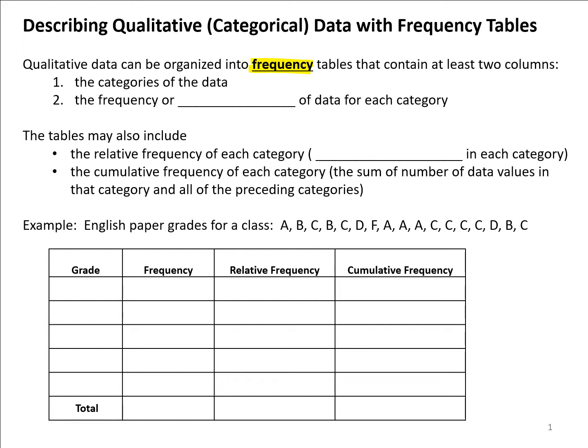A frequency table must have at least 2 columns, and those 2 columns will have the categories of the data that you're working with, because this is, again, categorical data. And then corresponding in the table, you'll have the frequency or the number of data values that would be in each of those categories. Now, frequency tables can also include a couple of other things, and we'll look at those as well. Frequency tables can contain the relative frequency of each category. When I talk about relative frequency, I'm referring to the fraction or the percent of the data that's in that category.